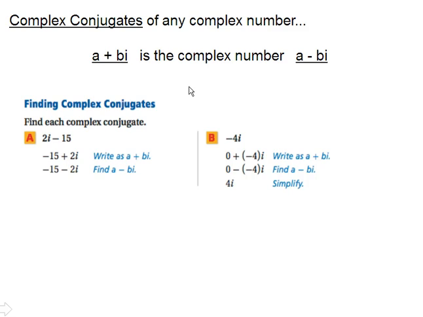Then the last thing we have is something called a complex conjugate, and this is really taking a complex number, and if you change the sign of the imaginary part, you end up with its conjugate. So as an example here, it's better if you can write it as the real number first and then the imaginary. So -15 plus 2i, its conjugate is -15 minus 2i. Here we have just a -4i, its conjugate would be plus 4i.